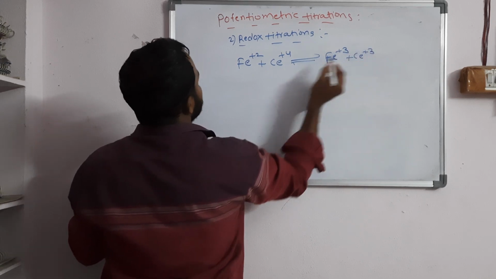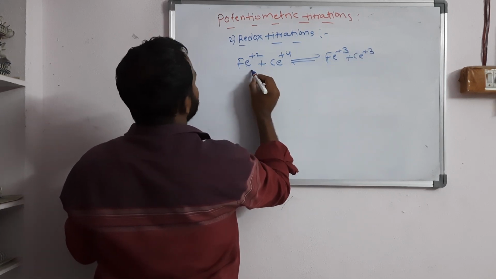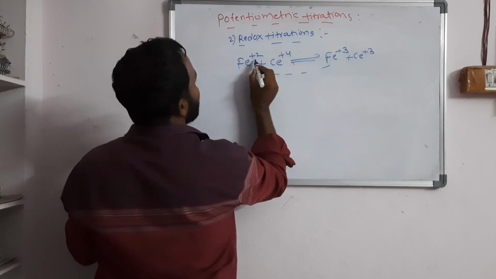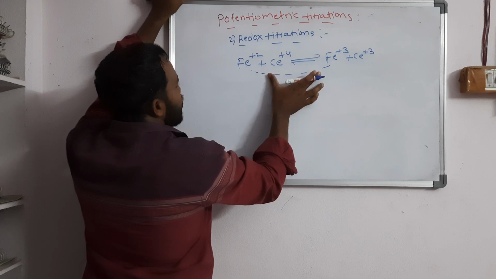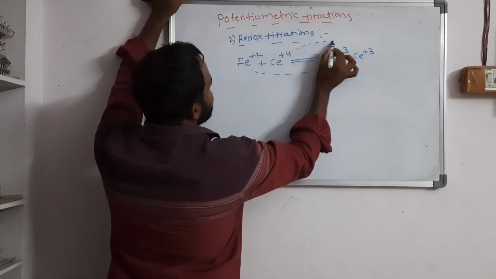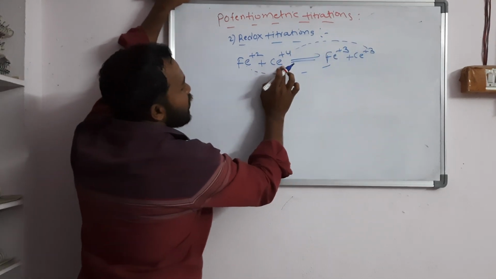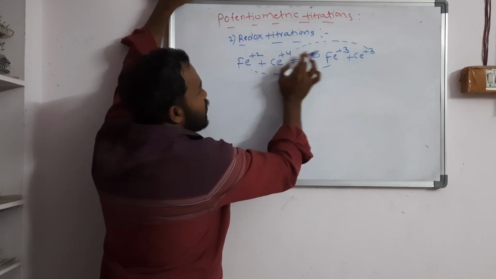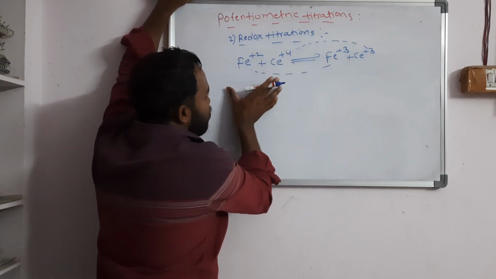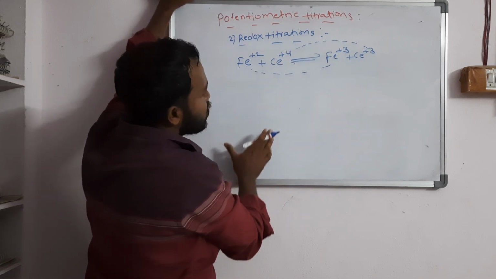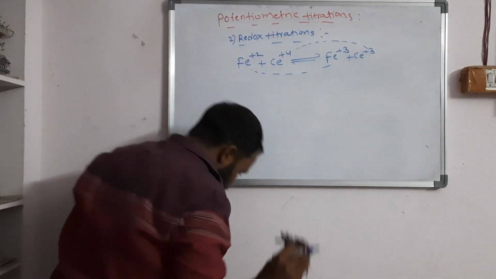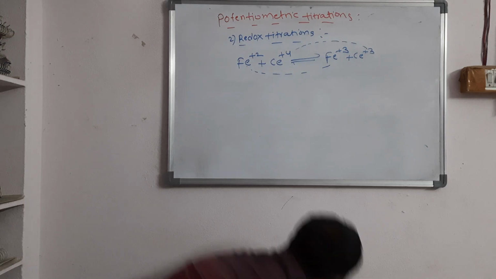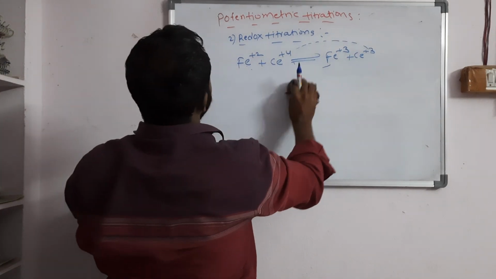If you observe, iron plus 2 to iron plus 3, that is oxidation. Loss of one electron, an increase in the oxidation state, you can call it oxidation. Cerium plus 4 to cerium plus 3 is gain of one electron, a decrease in the oxidation state, that is reduction. In one reaction both oxidation and reduction take place, that is called redox titration. You should note, this is redox titration.